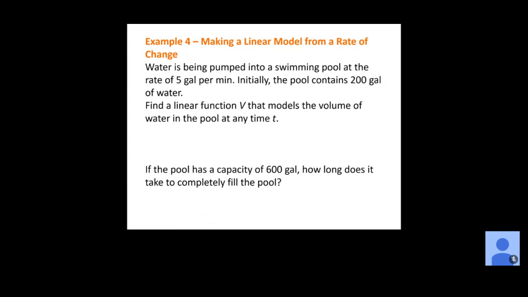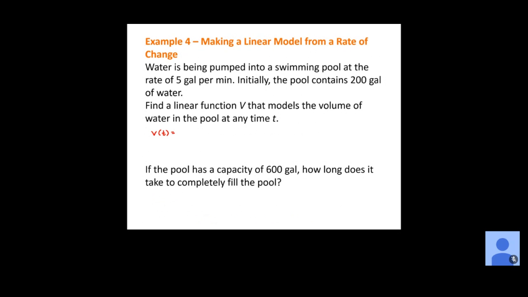All right, example 4. So now we've got water being pumped into a swimming pool at a rate of 5 gallons per minute. Initially, the pool contains 200 gallons of water. So we want to find a linear function, we're going to call it v, that models the volume of water in the pool at any time t. So first off, I know my function here is going to be v of t, where v of t represents the volume of water in the pool at any given time.